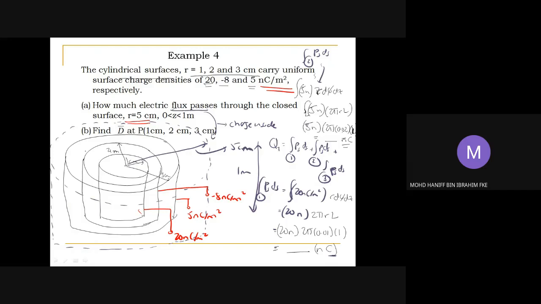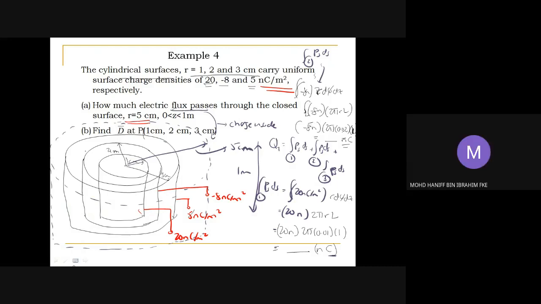Chai Bing Cheng, are you in my class? Yes, doctor. Do you have any questions for part A? Why does surface 2 use 5 nano? It should be negative 8 nanocoulomb. Okay, thank you, it's my mistake. It should be negative 8. Thank you, Bingcheng, for your correction. So it's negative 8 now instead of 5.